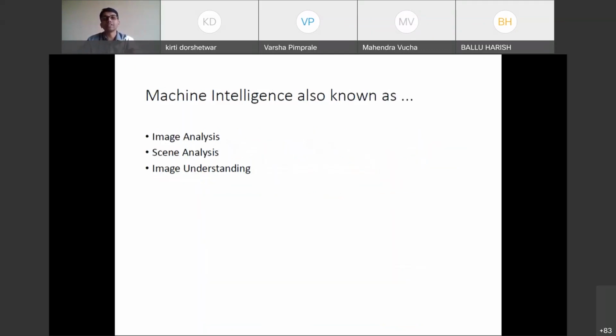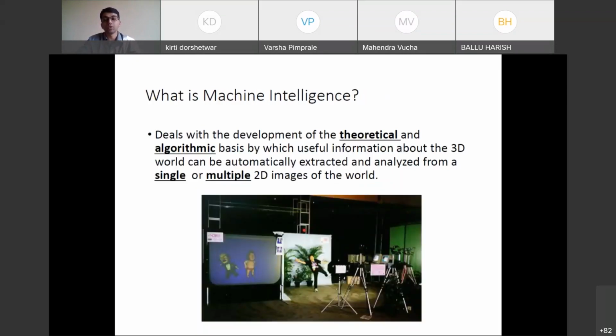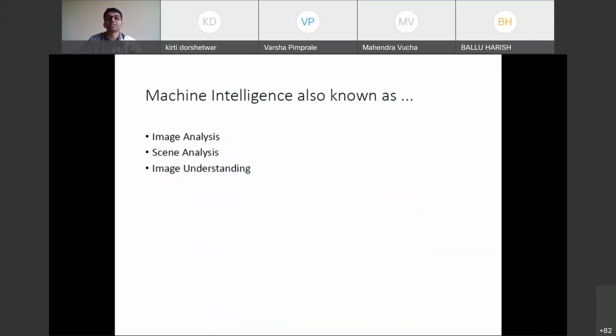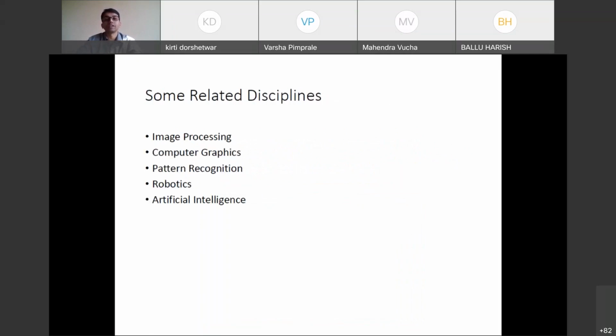So machine intelligence can also be classified into image analysis, scene analysis, and image understanding. That's what we have discussed just now. That yes, depending on the image, you have to analyze. But for that, you also have to tell what exactly is there in the training data. Again, scene analysis means what is there in the background, in the foreground, and overall understanding from that data.